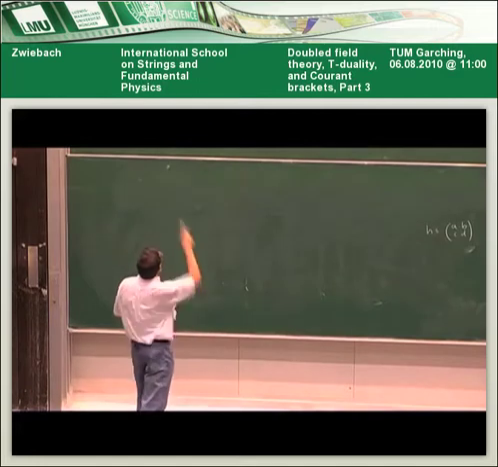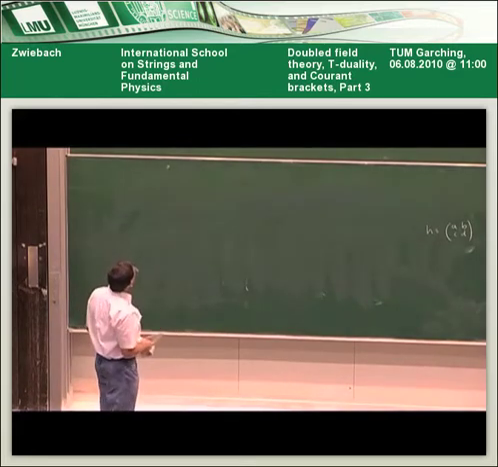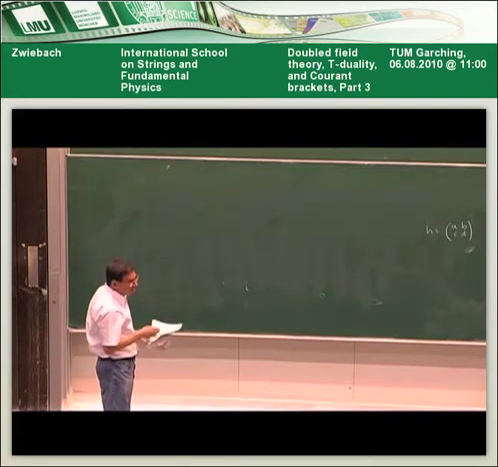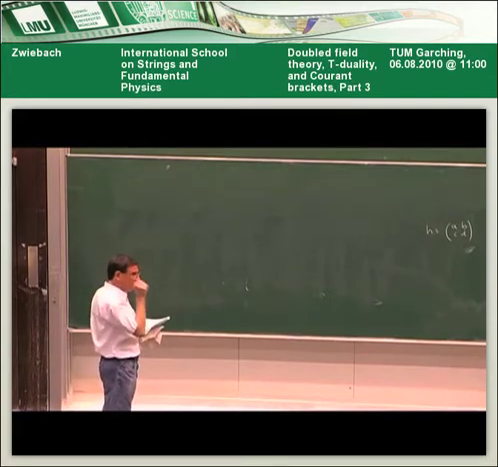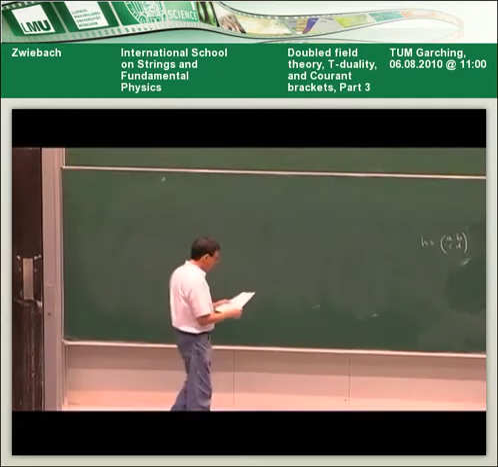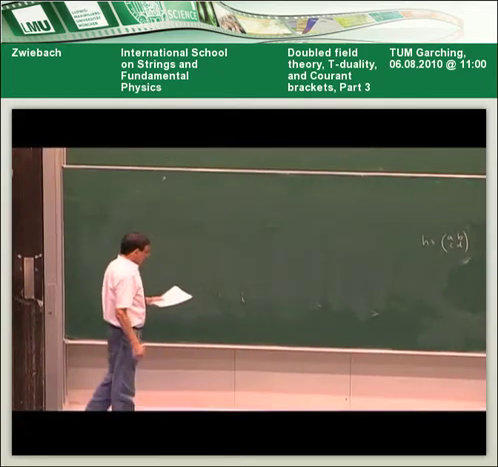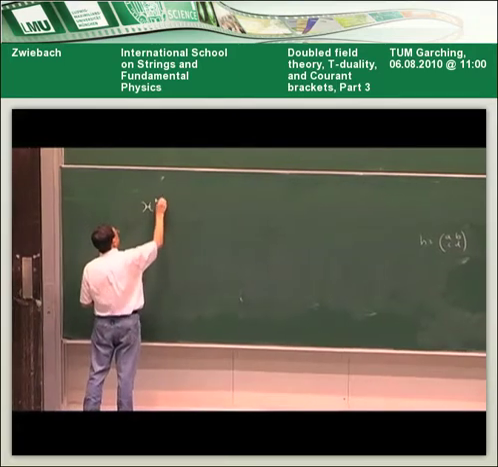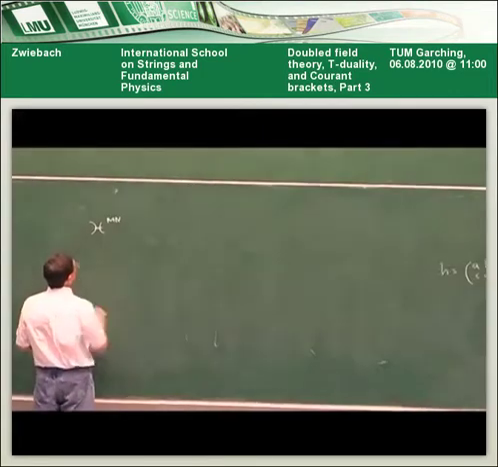A, B, C, and D are constants. The M's are not constants, but that's okay. The symmetry is ultimately defined by the group element, and those are constants. So, we have this H, M, N, which was the generalized metric.